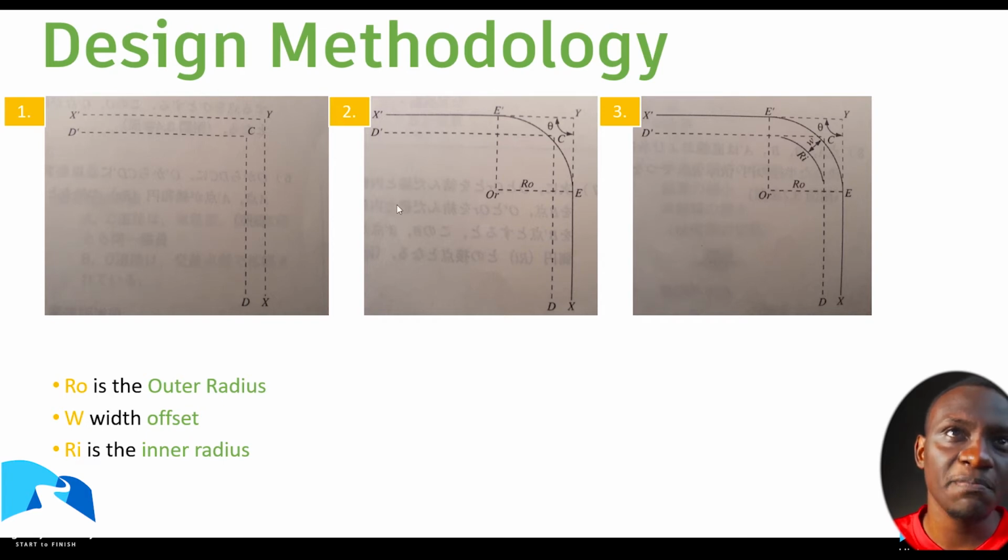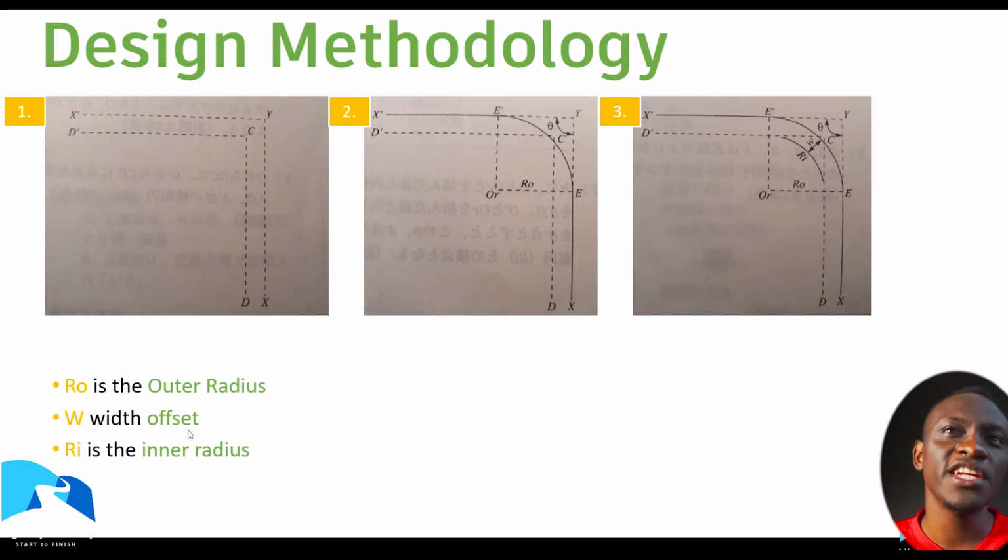The first step is to draw what we call the outer radius. What you're seeing here is the outer radius, which we're naming RO. So you draw the RO, the outer radius, first. Then you do something called the width offset.